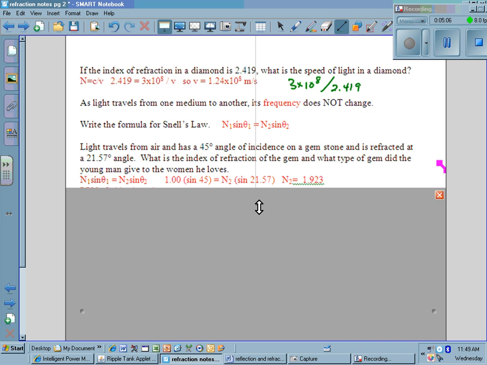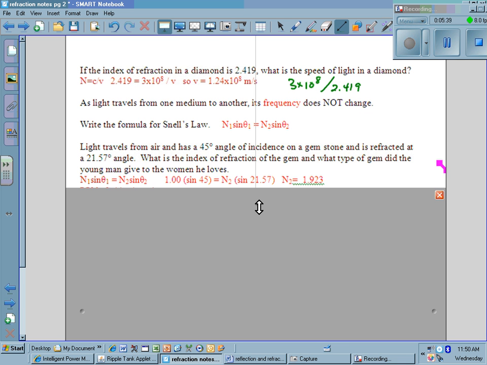What's the first angle, Walter, that it comes in at, the angle of incidence? 45, so I'm going to put in my angle of incidence of sine of 45. Then when it gets into the gem, I don't know the index of refraction, so I'm going to try to find N2. And then what angle does it refract at, Jonathan? Very good, 21.57. So when you take the sine of 45, which is about 0.7-ish, and divide it by the sine of 21, which is somewhere about 0.35-ish, you're going to get a number pretty close to 2, or 1.9.